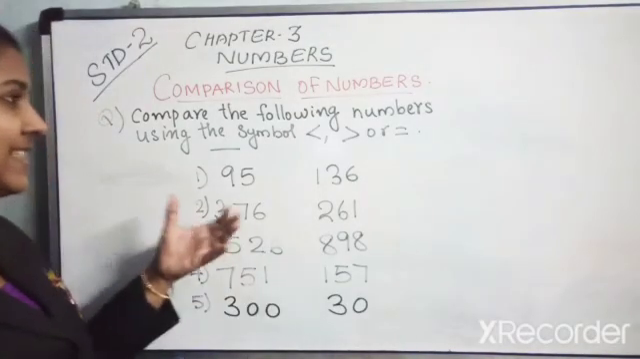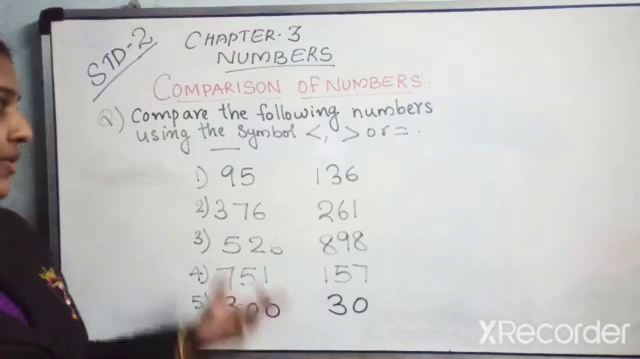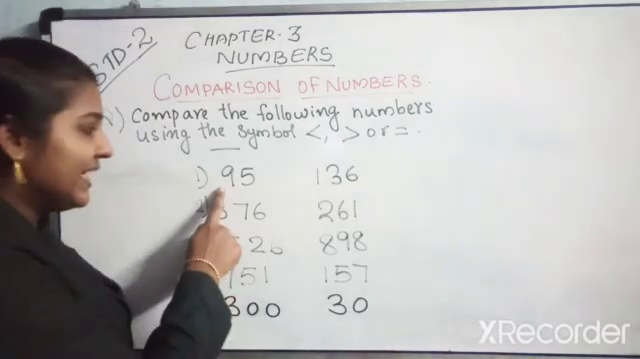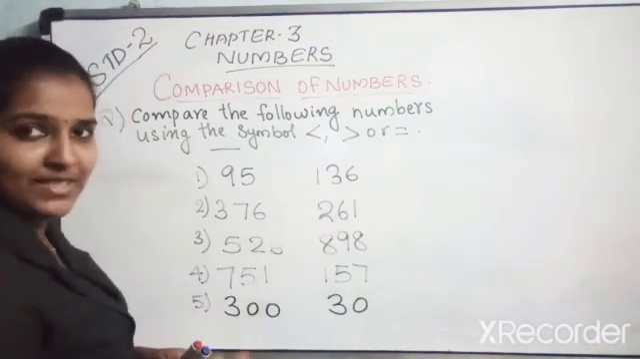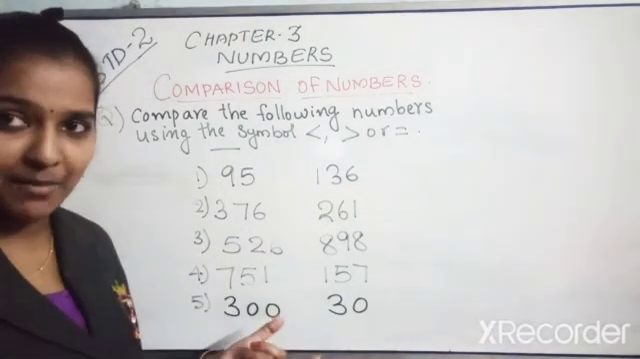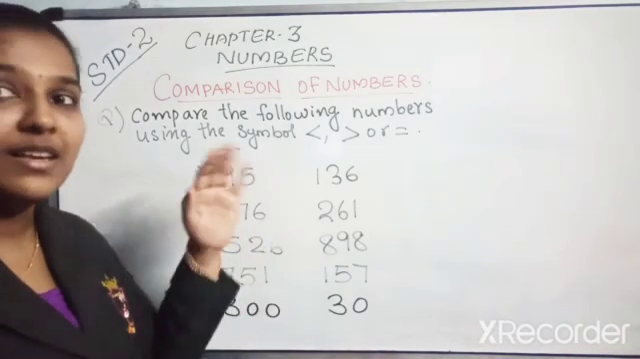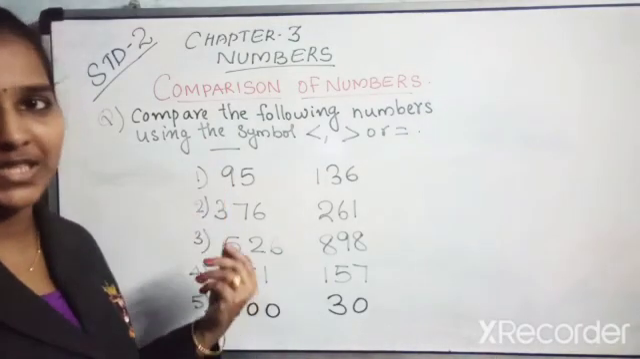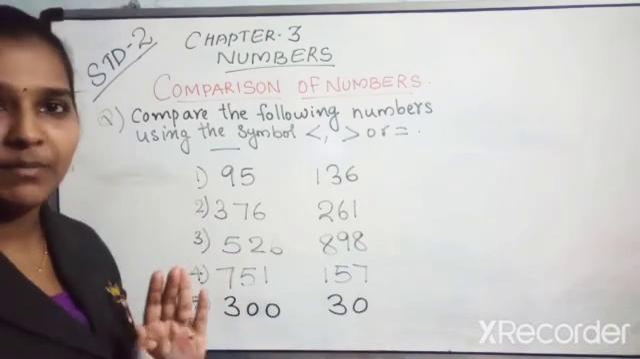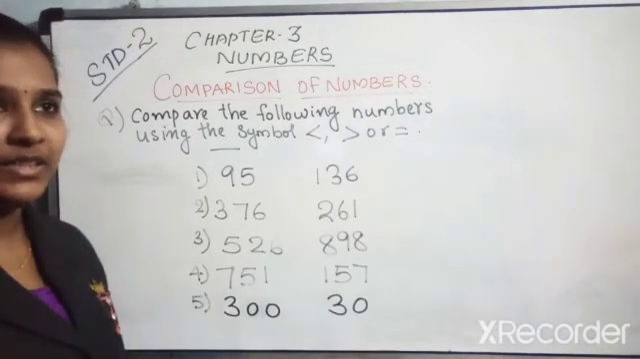Okay children, let's discuss some more questions. So here compare the following numbers using the symbol less than, greater than or equal to. Okay. So the numbers are 95, 136. And we know how to compare the numbers. First we have to check the number of digits, and if the number of digits are same, then we have to check the digits in the largest place or the digits in the leftmost side. If both are same, then you have to move to the next place. So this way you can compare the digits.